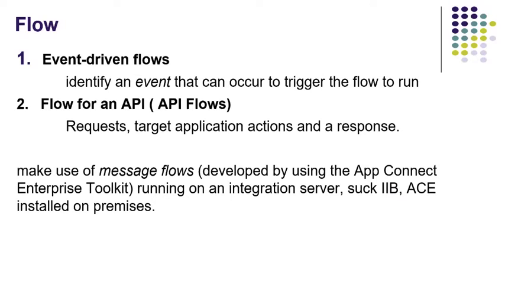Then comes your flow for an API. This flow for an API contains a request, one or more target applications, and a response. So it contains a request, one or more actions, and a response. What does the request do? The request uses a model that you define to request the creation, replacement, or retrieval of data in your application. So the flow contains a request, one or more targeted application actions, and also a response.